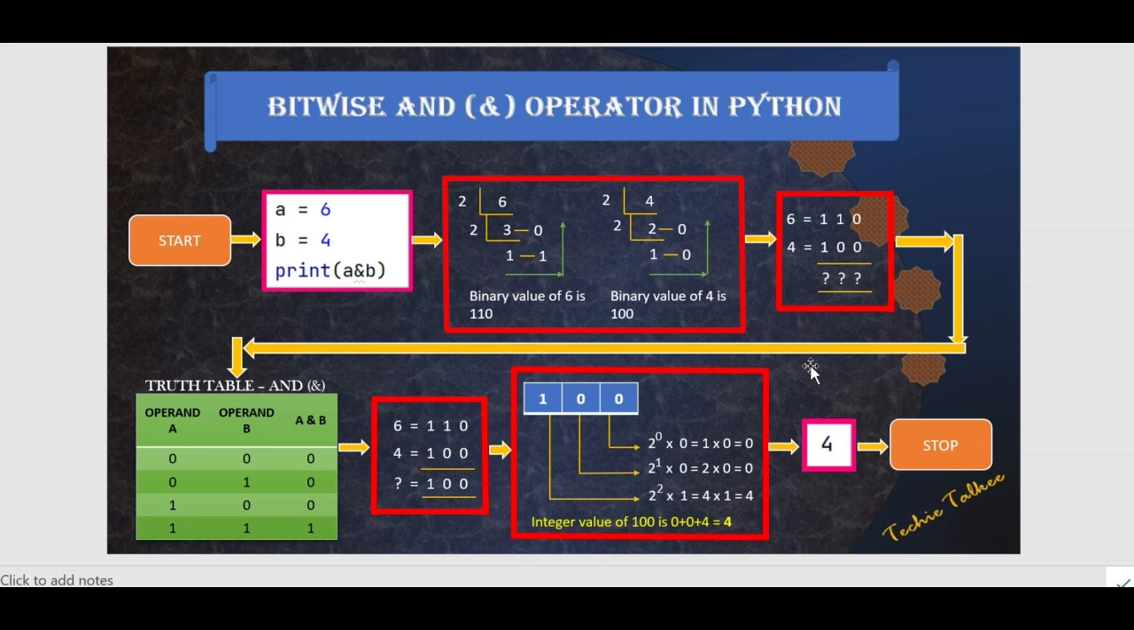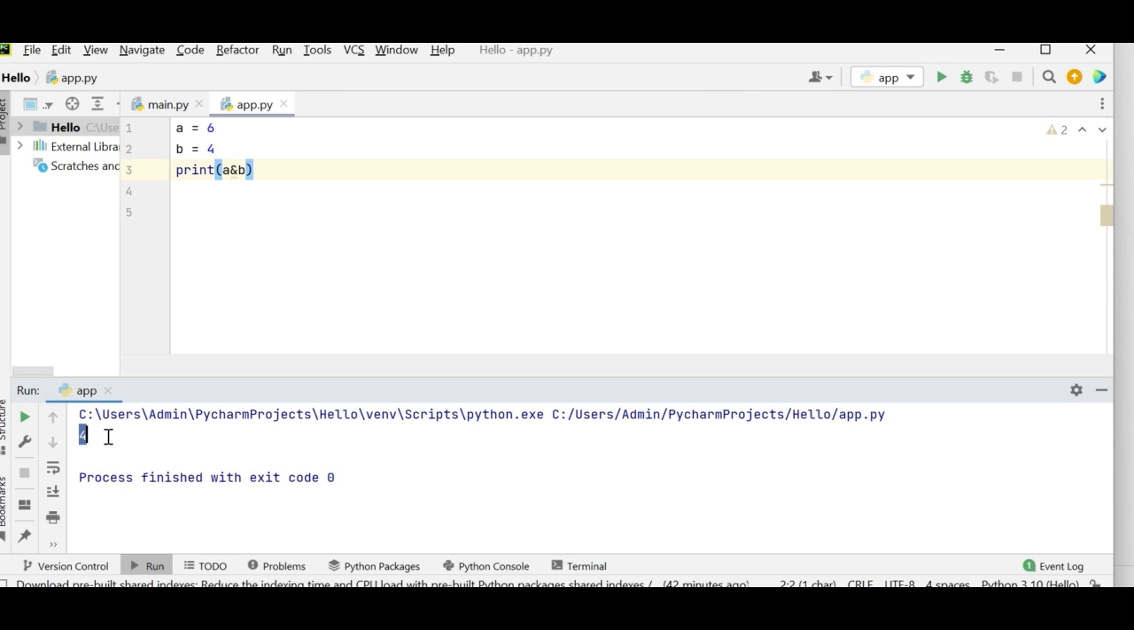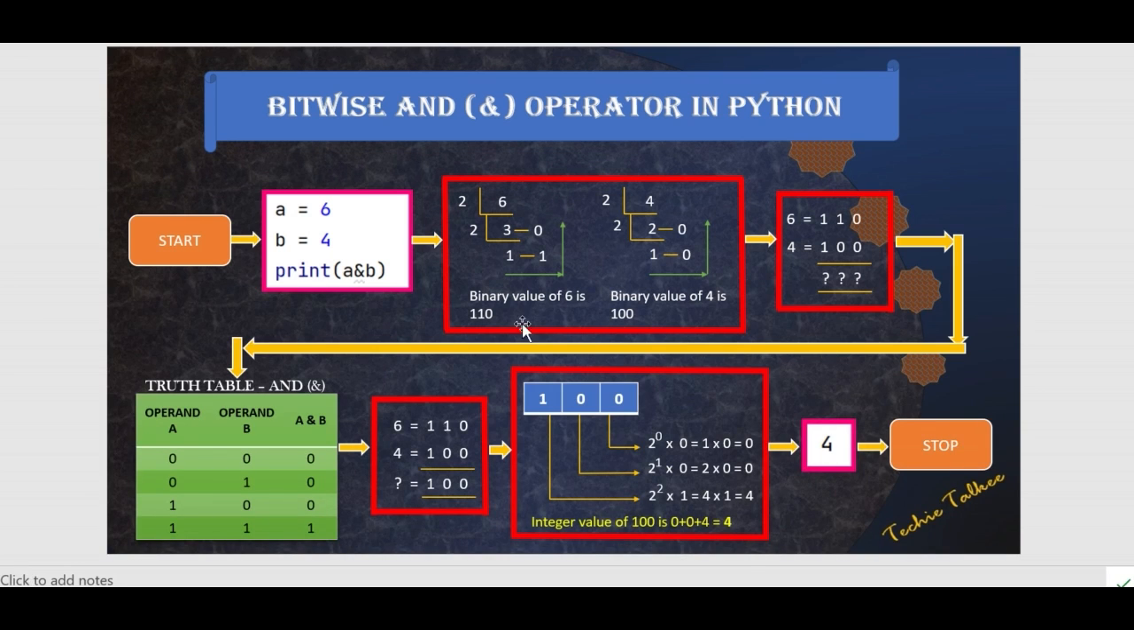Now let's execute this code in Python and see what result we are getting. So I have A to be 6, B to be 4, and I want the result of A and B. And here I'm getting the answer to be 4, which is the same as we saw here. Hope you now understood how the bitwise operator works.